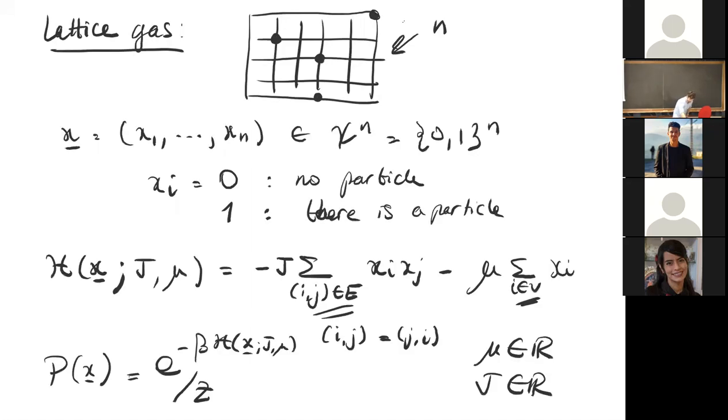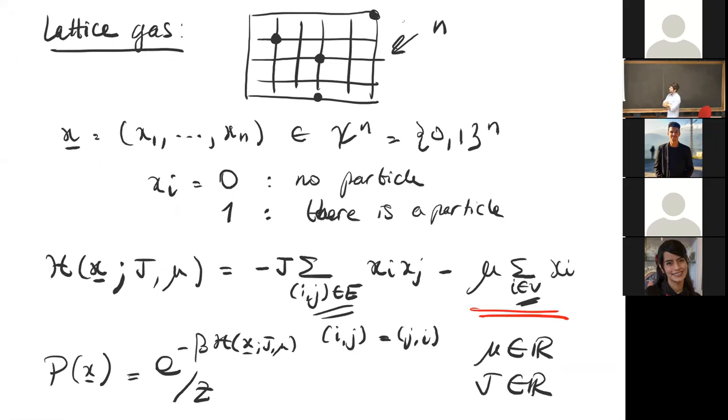Let's start with the first one, J positive and mu positive. So let me come back here. If mu is positive, this term is favoring what? For the others, when I say this term, I mean this term. What happens when mu is positive? What does it favor? The particle being anywhere?